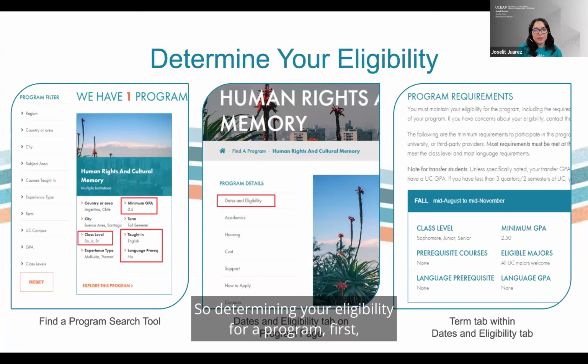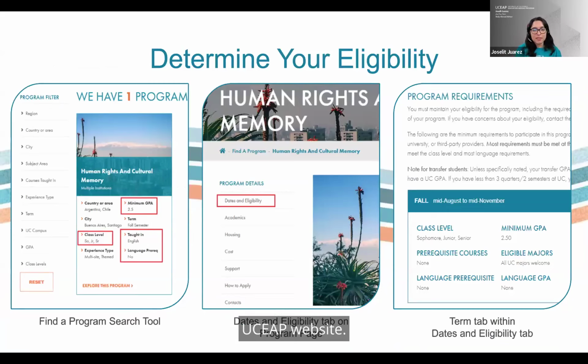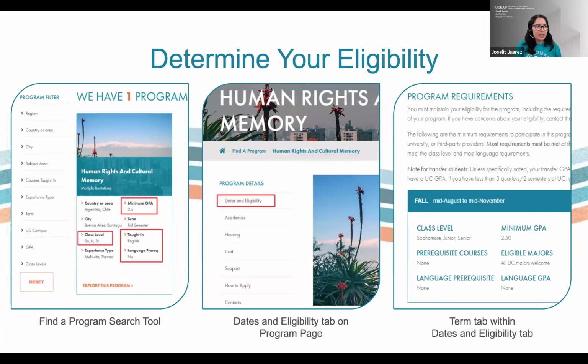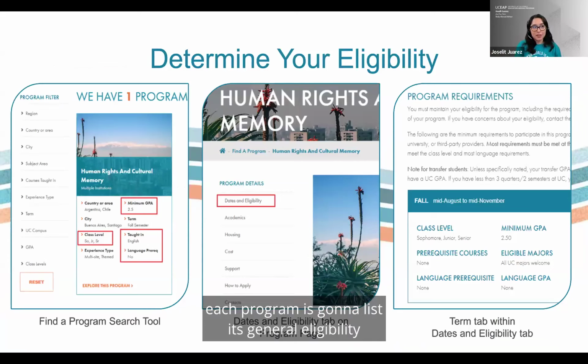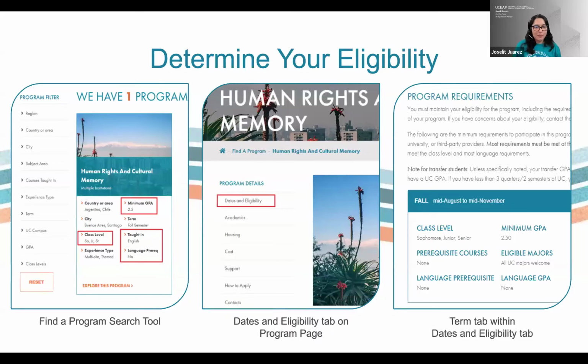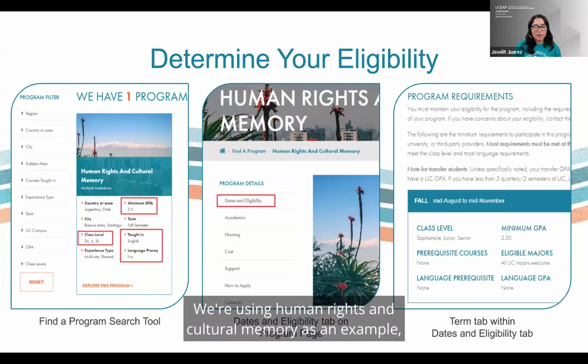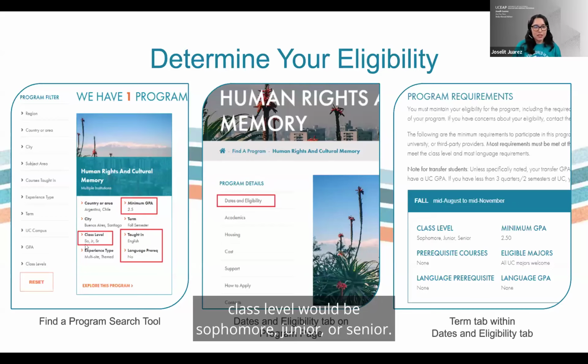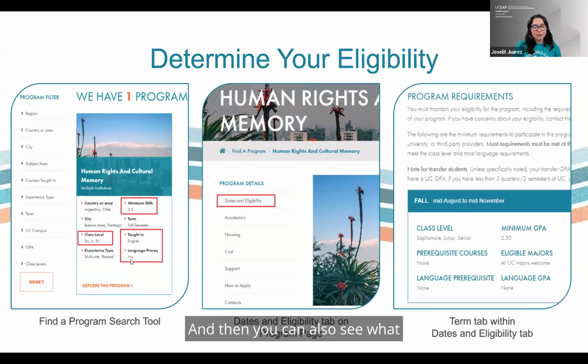So, determining your eligibility for a program. First, you're going to need to find the program page on the UCEAP website. You can do this by navigating to the Find a Program search tool in the upper right-hand corner of the main page. Each program is going to list its general eligibility requirements on its title page. So you can see we have a screenshot right here. We're using Human Rights and Cultural Memory as an example, but as you can see, they have a minimum 2.5 GPA. Class level would be sophomore, junior, or senior. And then you can also see what language the program is taught in and if there's a language prerequisite.